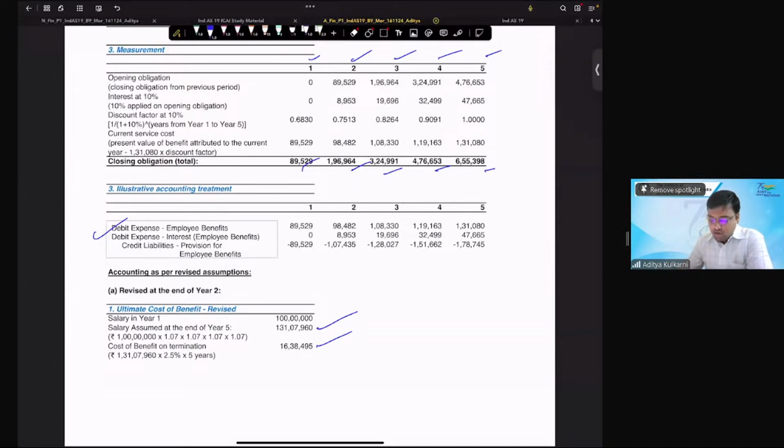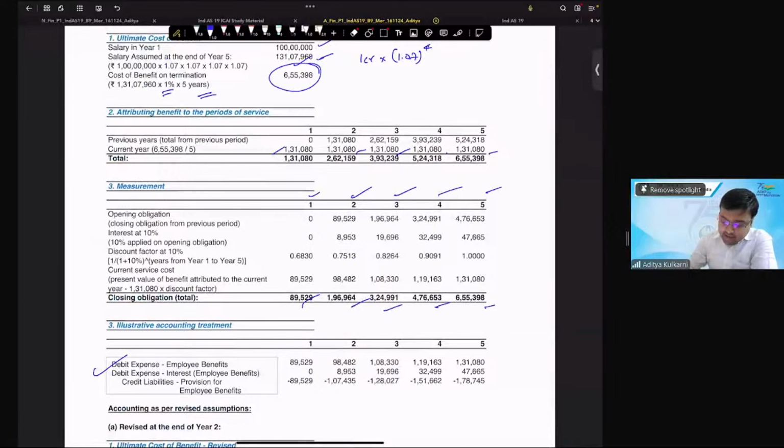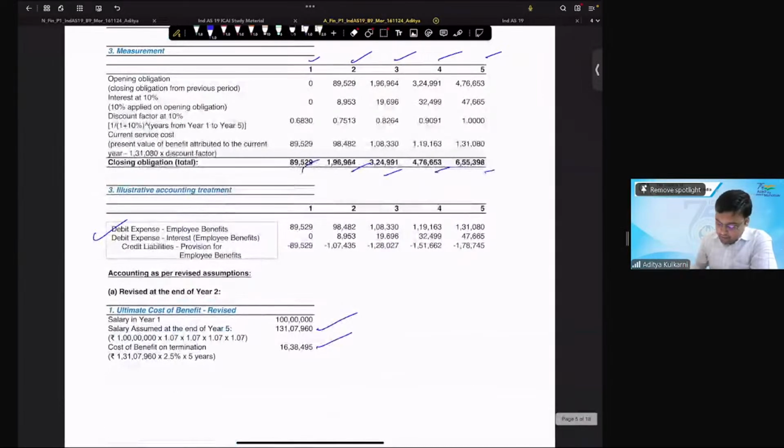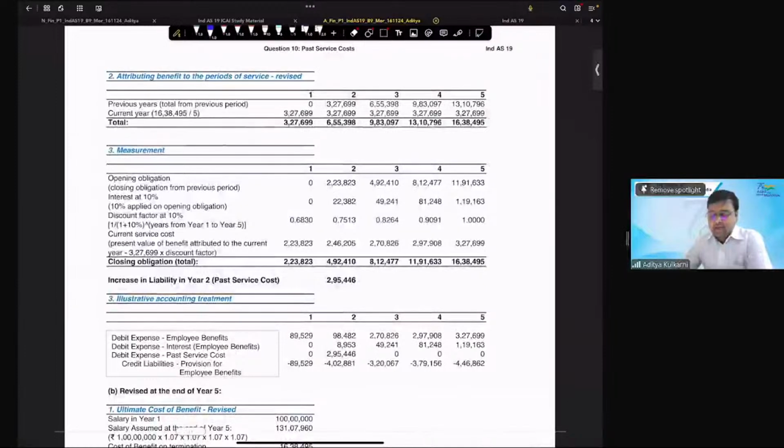Yes, sir. So my benefit has changed. 6,55,000 has become 16,38,495. So this is my change. I'm doing 16,38,495 divided by 5. I should have accrued 3,27,699 per year. Are we able to understand? Yes, sir.